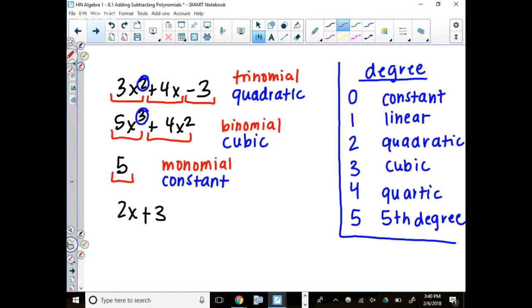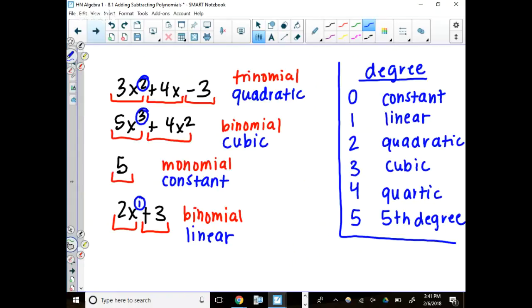All right, last one. 2 terms, so this is a binomial. And then that's going to have an exponent of 1, so this will in fact be a linear function. Hopefully you should recognize that. That kind of looks like y equals mx plus b.